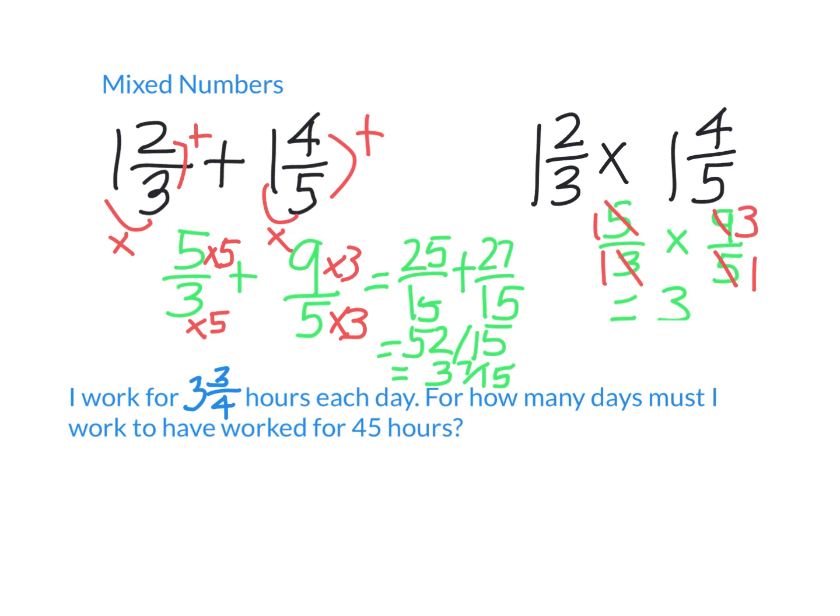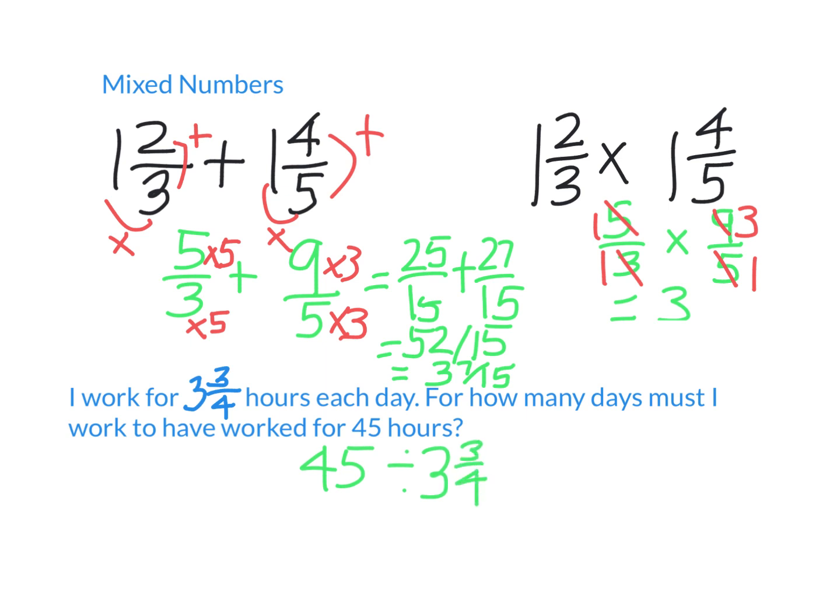All right, let's look at a worded problem. So I work for 3 3/4 hours each day. For how many days must I work to have worked for 45 hours? I'm saying how many of these go into this? So straight away, you should think divide. So I'm going to take 45 and divide by 3 3/4. How do I do this?